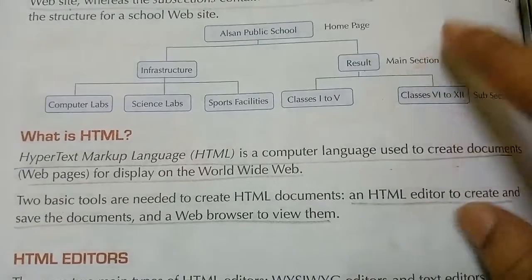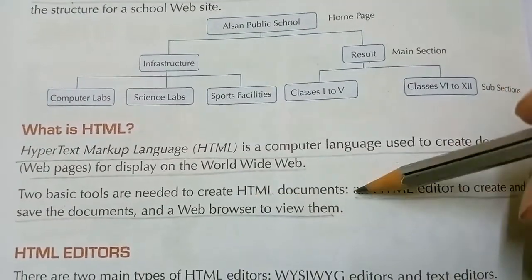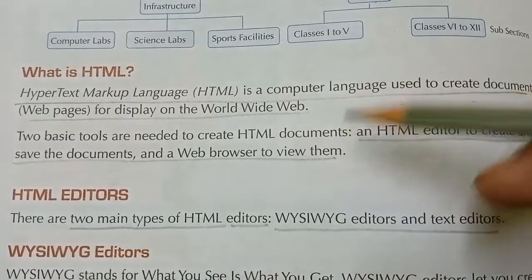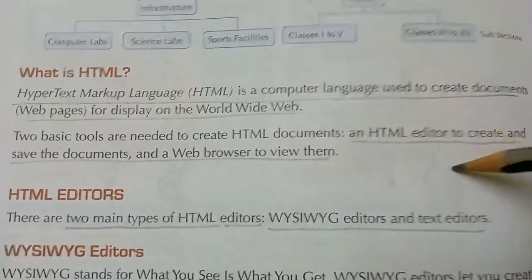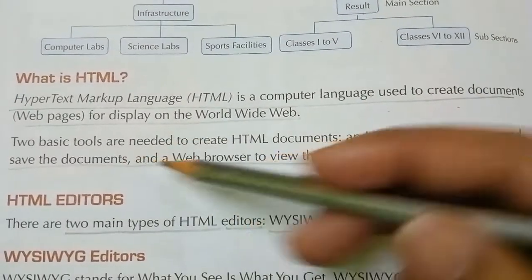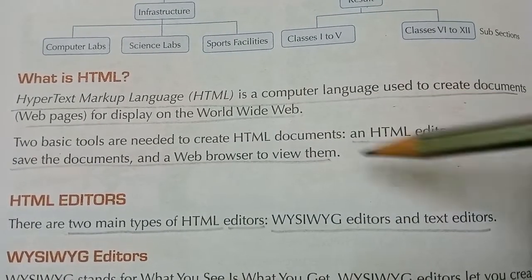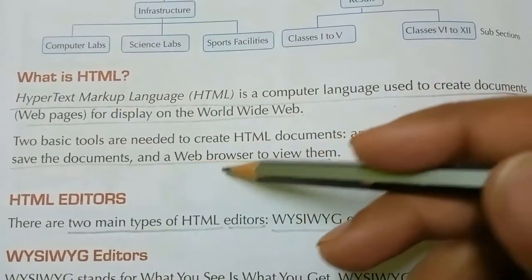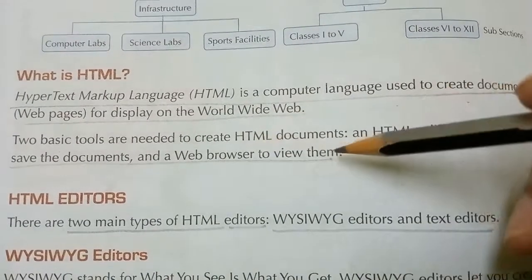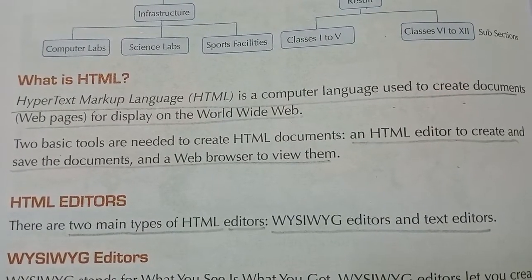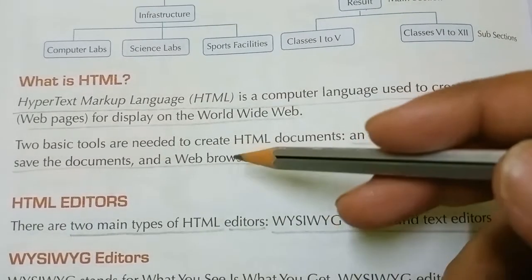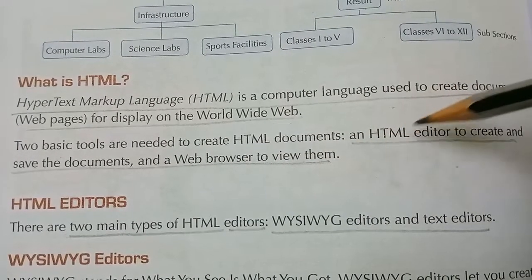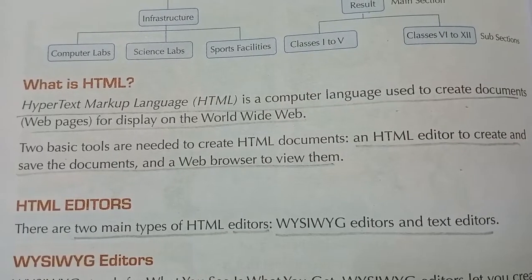That's it. There are two basic tools needed to create an HTML document. What are the things you need to create any HTML document? HTML document means web pages. The first is an HTML editor to create and save the documents, where you write the codings. And the second requirement to create any web page is a web browser to view them, like Google Chrome, Internet Explorer, Mozilla, any web browser, to view whatever web page you created.